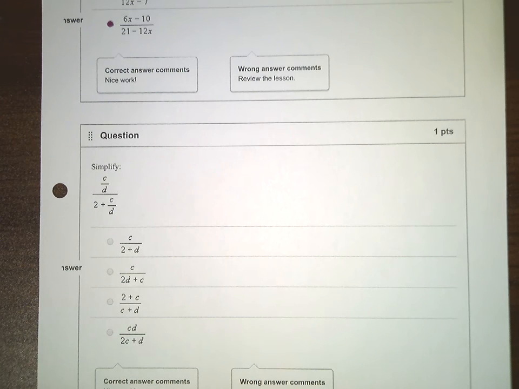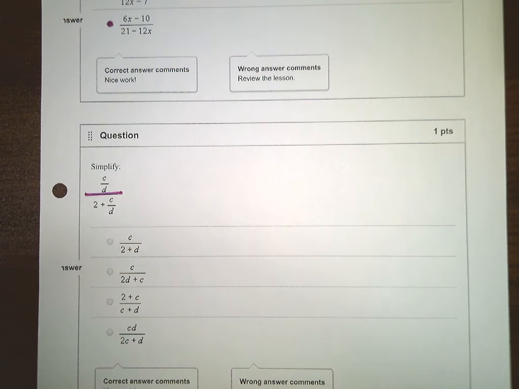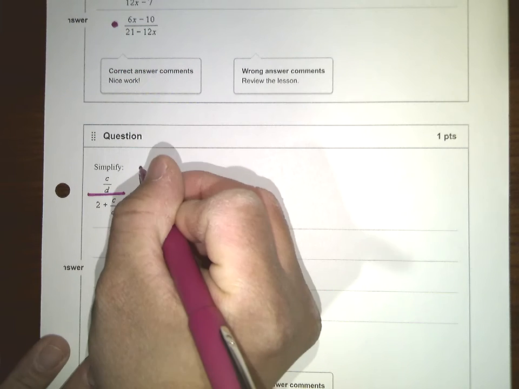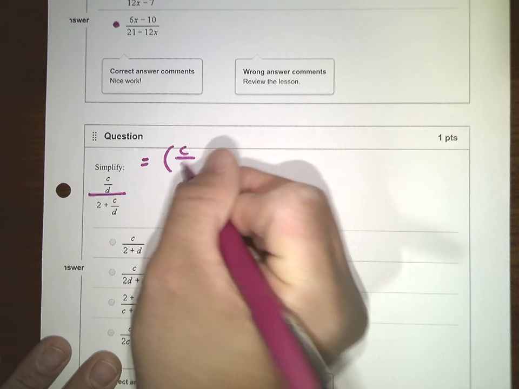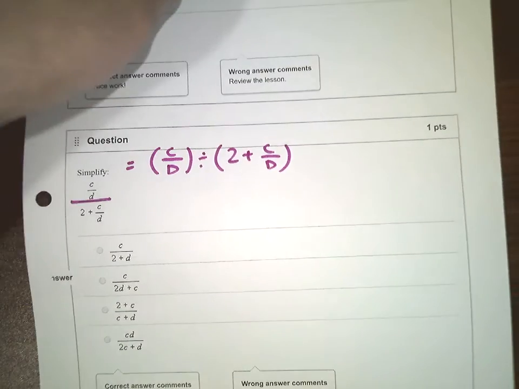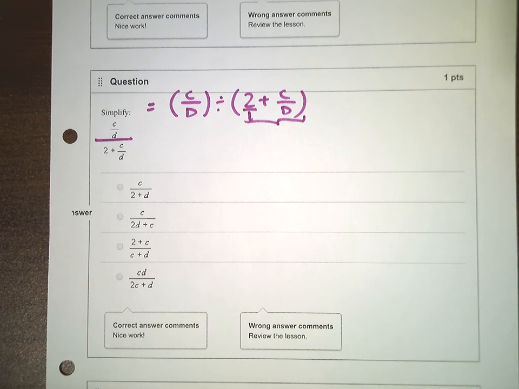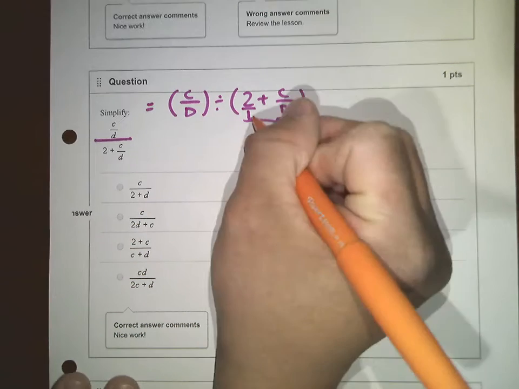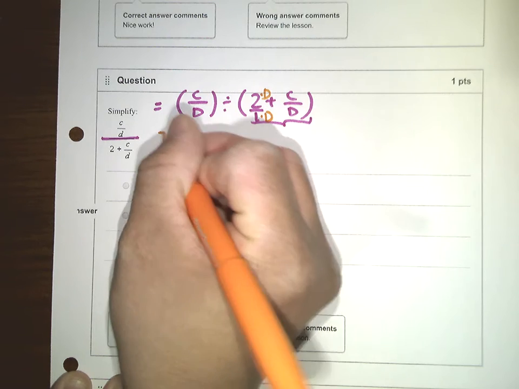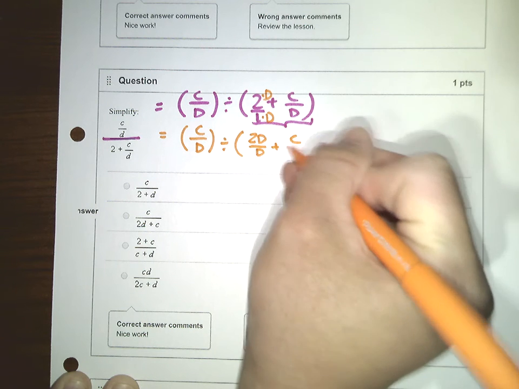All right, so now let's try another one here. So we have c over d divided by 2 plus c over d. So I'm going to rewrite this just like in the other one. So c over d divided by (2 plus c over d). And then I am going to work inside the parentheses here. So I'll make the 2 into 2 over 1, so that I can more easily find the common denominator, which will be d. So I'm going to multiply by d over d. So I have c over d divided by (2d over d plus c over d).